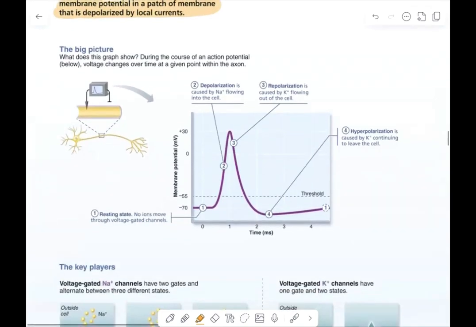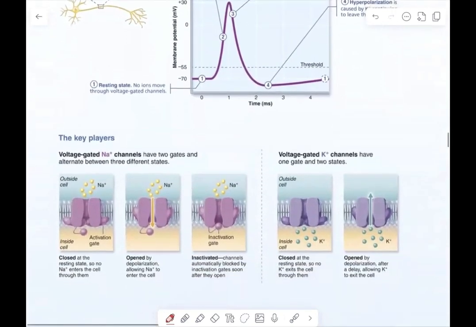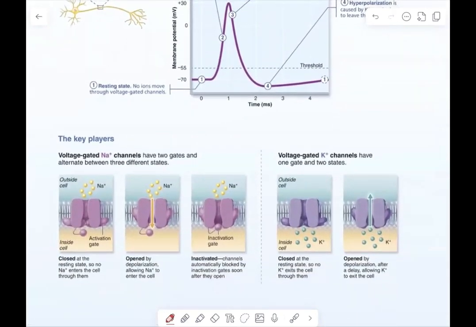So this graph is showing that during the course of an action potential, voltage changes over time at a given point within the axon. And it's very important to remember axon because that's where action potentials occur. It's only in the cell body and the dendrite where the graded potential actually occurs. So let's first look at the key players down here, some of which you've already seen.